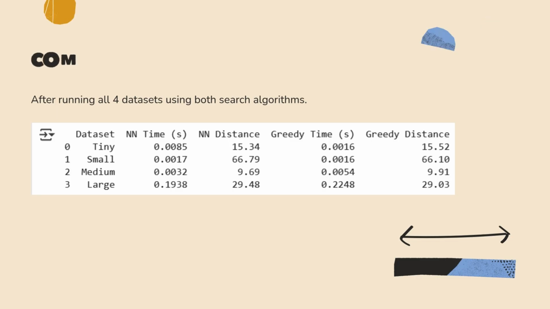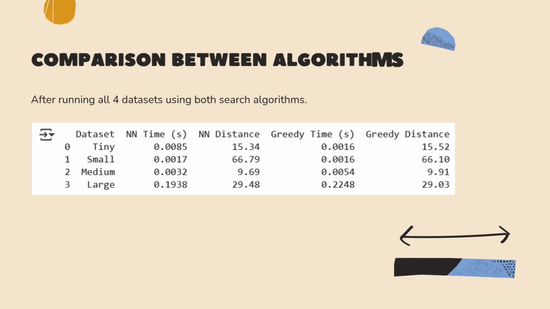Moving on to the comparison between both search algorithms, we are basing our results on the execution timing and also the minimum distance found. As you can see from this table, the nearest neighbor is generally faster based on our findings on the medium and large datasets as compared to the greedy search. And if we are looking at the minimum distance, the greedy search is better at finding better routes while working on larger datasets. In the next two slides, we'll be going more in depth into these results.